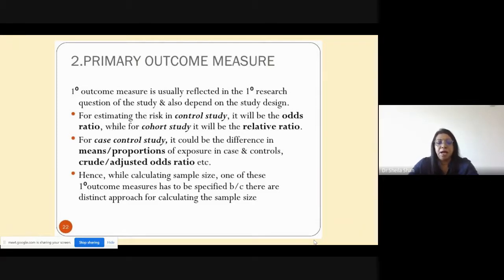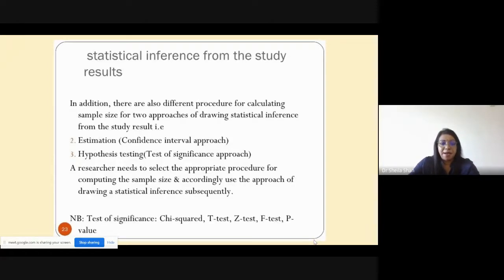So when you want to calculate the sample size, we also have to look at other things. Estimation and hypothesis testing. Estimation is your confidence interval approach. Hypothesis is your test of significance.